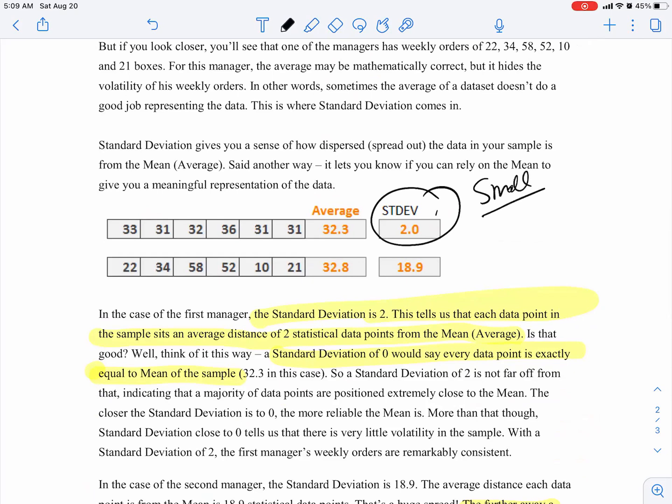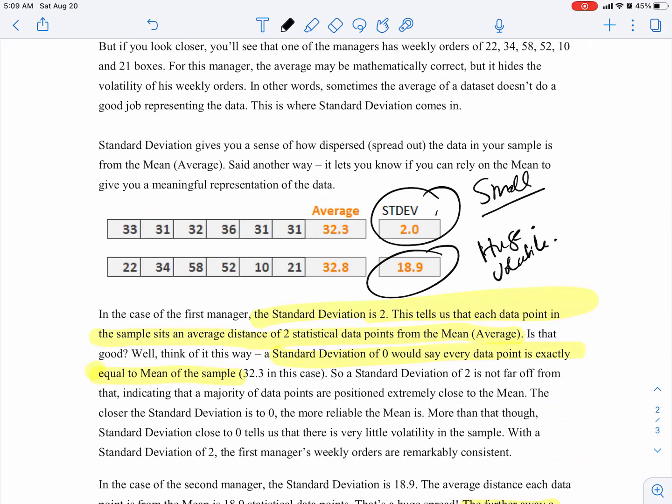If it's small, it means that the data is not spread out. It means that the data is centered around the mean. But now this one, it's huge. So it means that your data over here is extremely volatile, all right? Extremely volatile. So what does that mean?